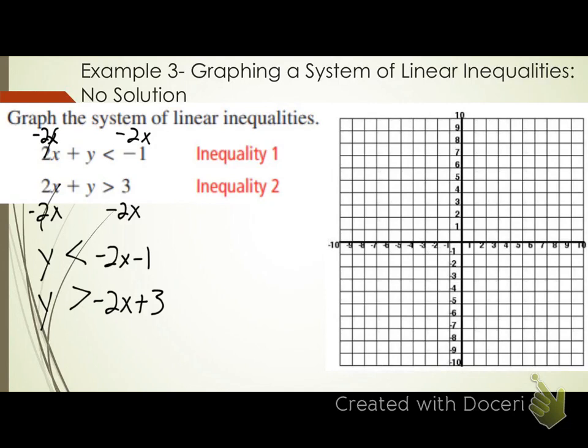First inequality, what's my y-intercept? Negative 1, so put a point at negative 1 on your y-axis. What's my slope? Negative 2 over 1. Down 2, right 1. Can also go up 2, left 1.